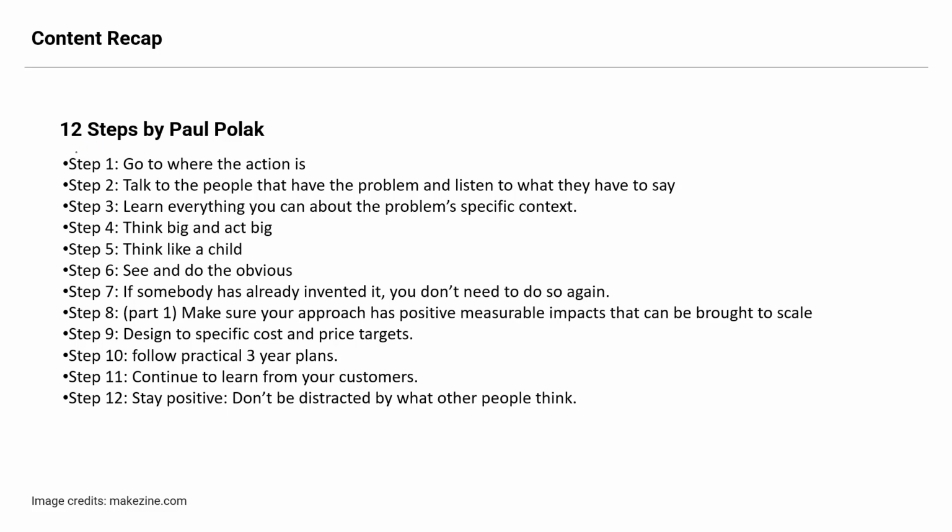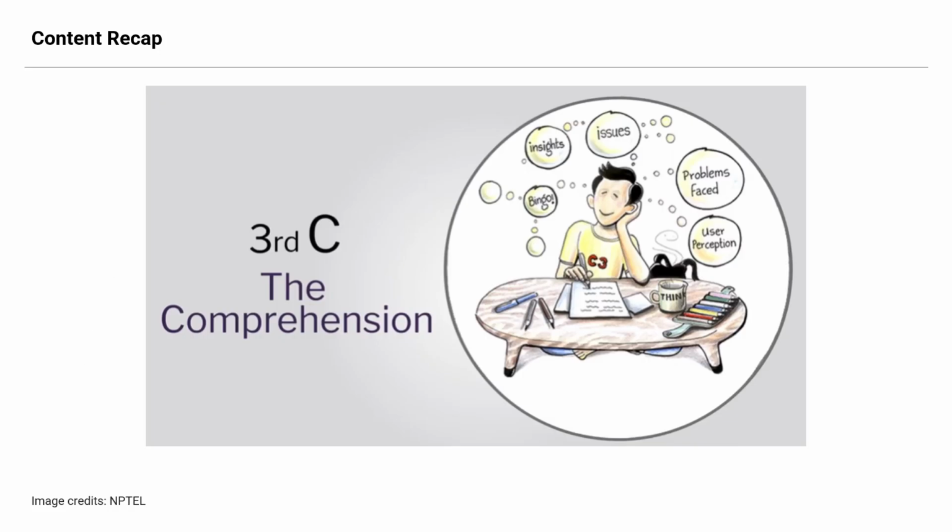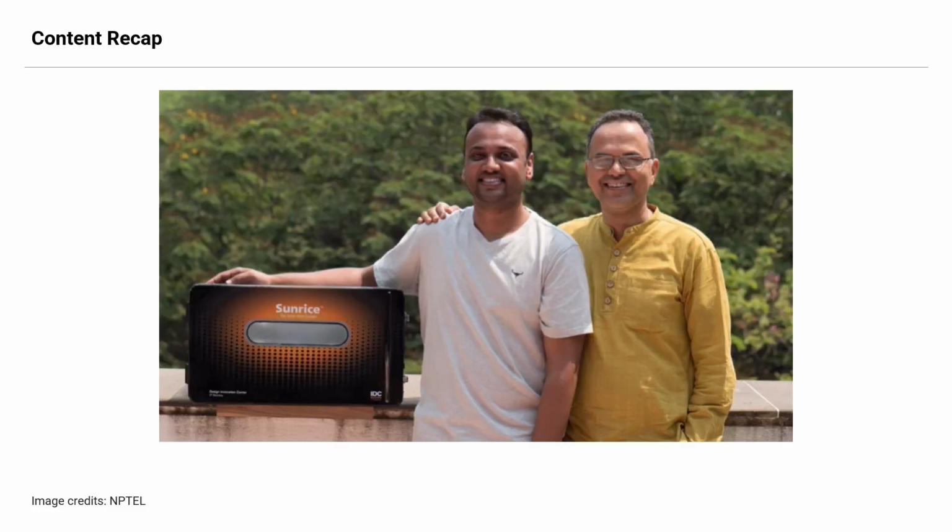So these are a series of 10 steps. If you want, you can take a screenshot of it, or you can keep it for your reference. Then we saw the content on the third C, which is comprehension, which is basically arriving at the insights. We saw the case study of the Solar Cooker, which was eventually renamed or retagged as a rice cooker at the suggestion of a businessman.